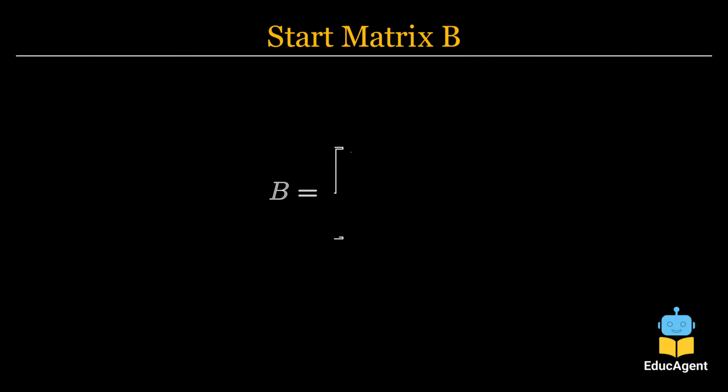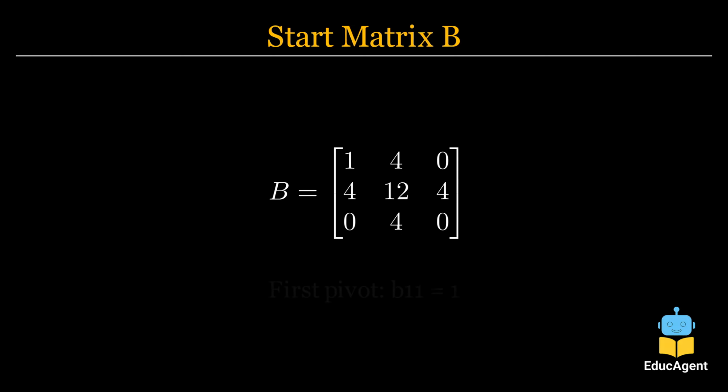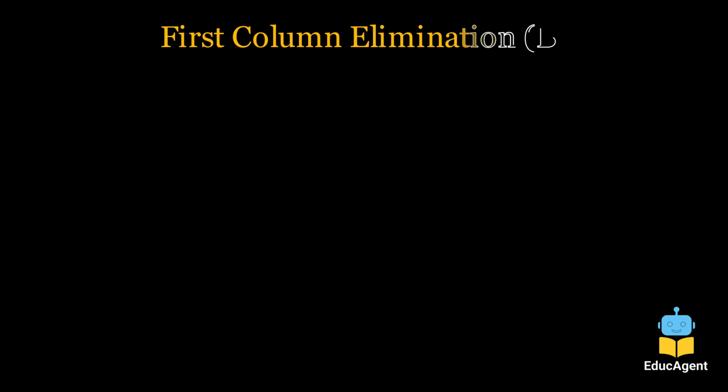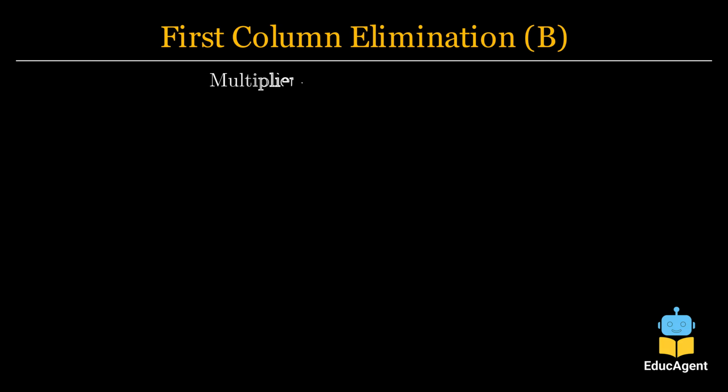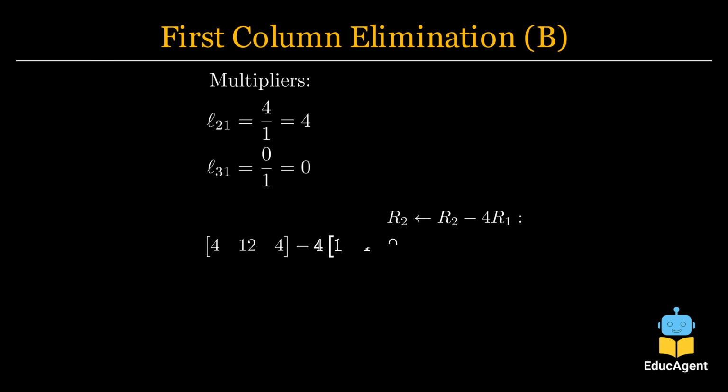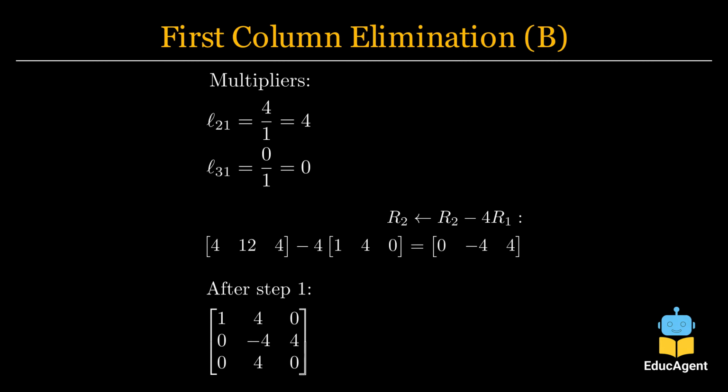Now we repeat the same elimination and split process for the 3x3 symmetric matrix B. The first pivot is 1, which makes the first elimination step very clean. To clear the first column below the pivot, we use multipliers 4 and 0. Row 2 becomes 0 in the first position, and the remaining entries become -4 and 4. Now we move to the second pivot in the 2-2 position.